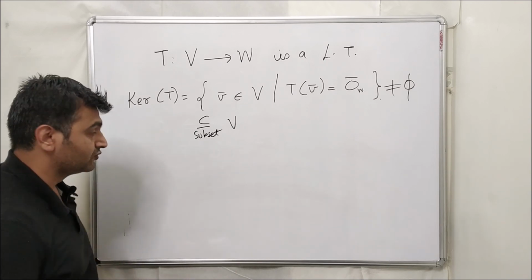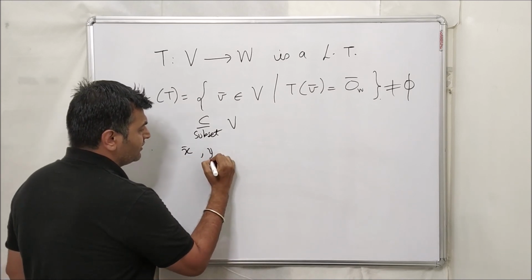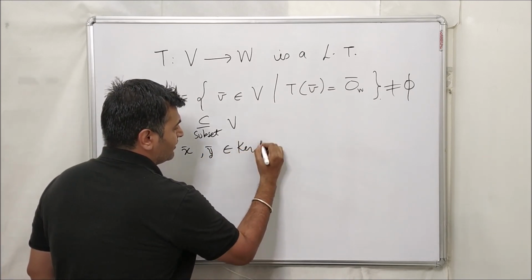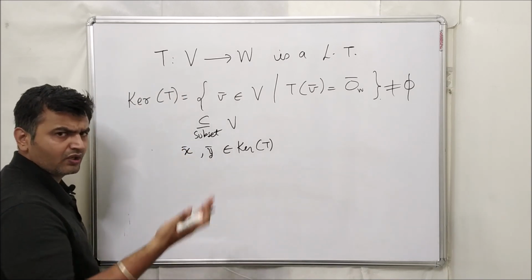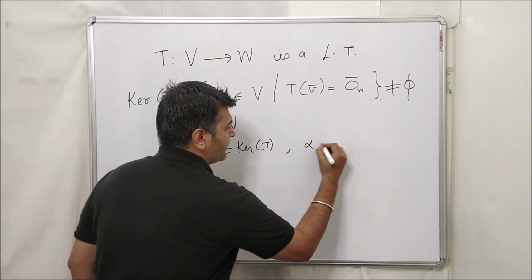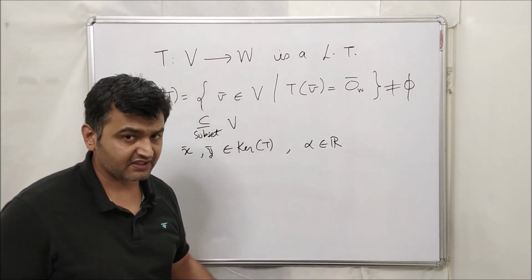The answer is yes. So how do you prove something is a subspace? You take two vectors from the kernel, say x bar comma y bar belongs to the kernel of T, the kernel of this transformation, and alpha belongs to R. I am assuming that V and W are real vector spaces.